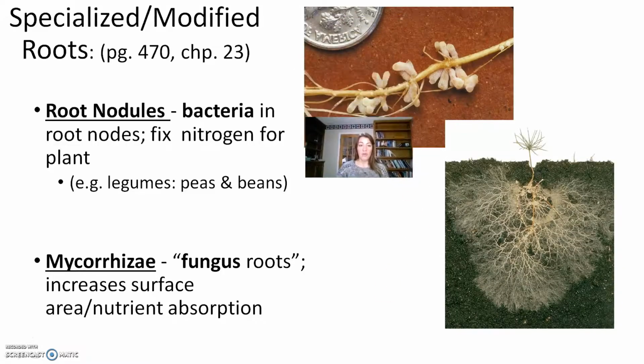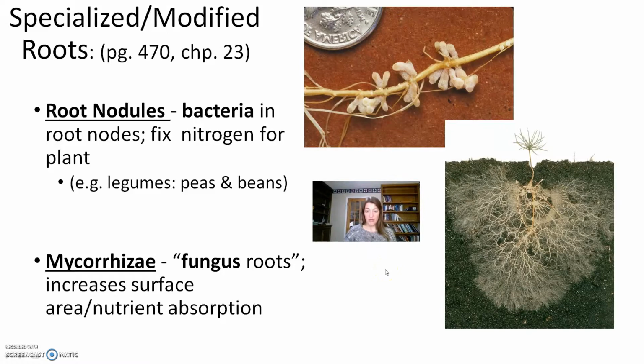Now let's talk a little bit more about specialized or modified roots. We have something called root nodules. This is the first picture up here with this dime. This is where bacteria actually will live inside these nodes, and they're able to fix nitrogen for the plants. Now, all plants need nitrogen, and plants that have these root nodules can live in areas where nitrogen isn't as abundant. And so legumes are really, really lucky because they have these root nodules. So legumes such as peas and beans, they're able to have these little symbiotic relationships with the bacteria to help them increase their nitrogen levels in the soil.